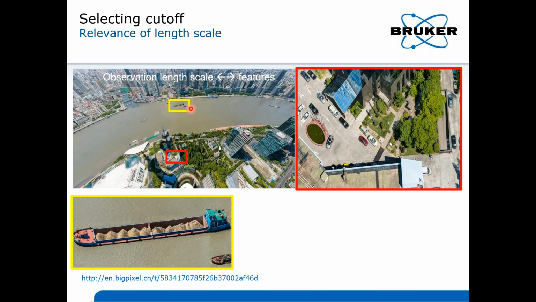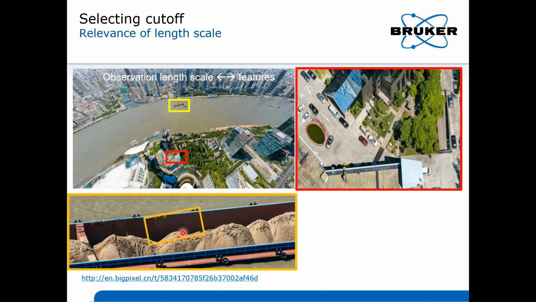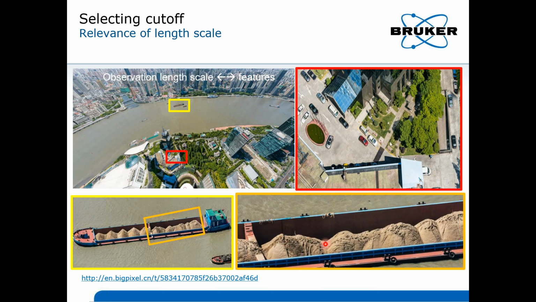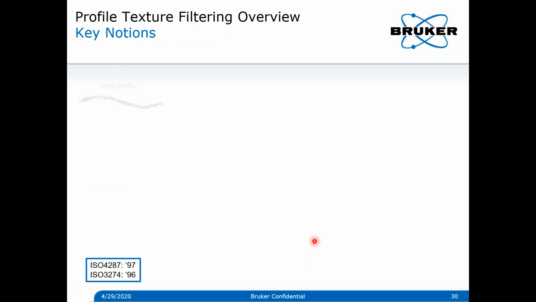Similarly, if you look over here in the river, there is a barge which carries a heap of sand, but a look from the farther side will not give you exactly the profile over here. A closer look will give you the exact features over here. So the takeaway message is that the length scale determines which features you see in the measurement.